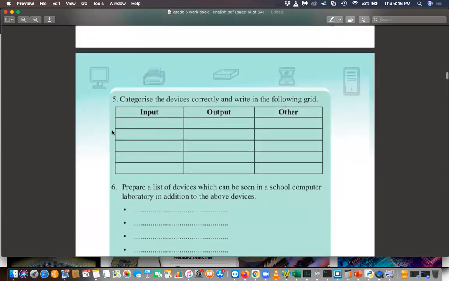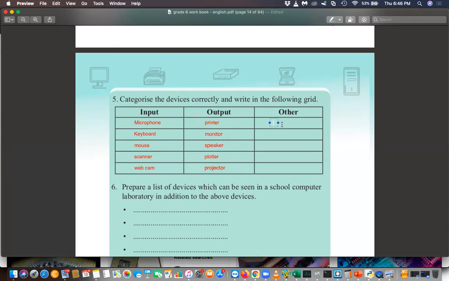So can you tell me what are the input devices? Microphone, keyboard, mouse, and scanner, camera, web camera. Okay, output devices: printer, monitor, speaker, plotter, projector. Yes, those are output devices.